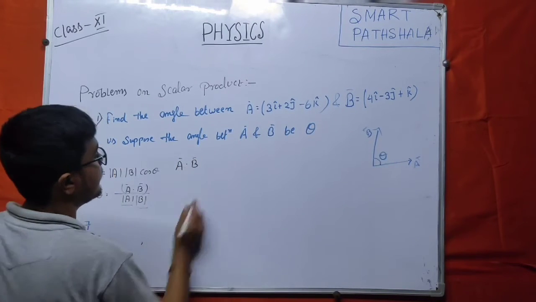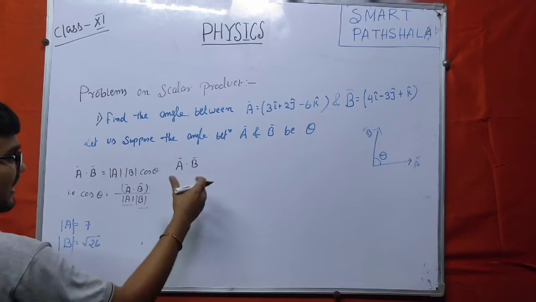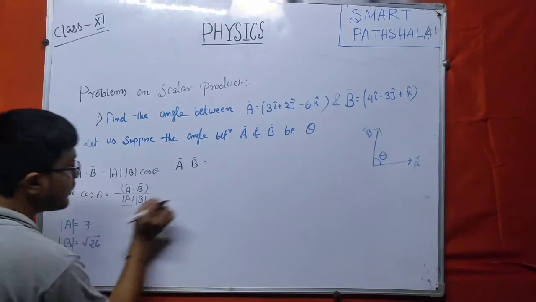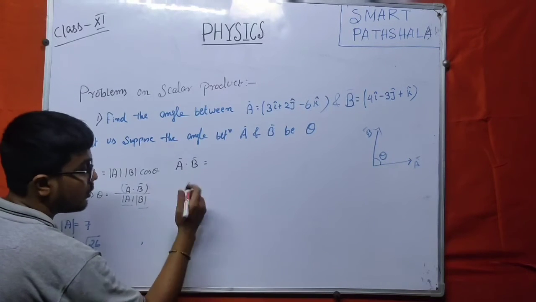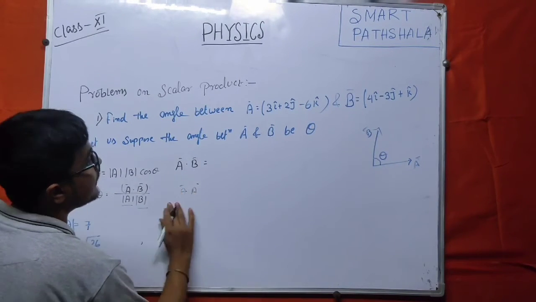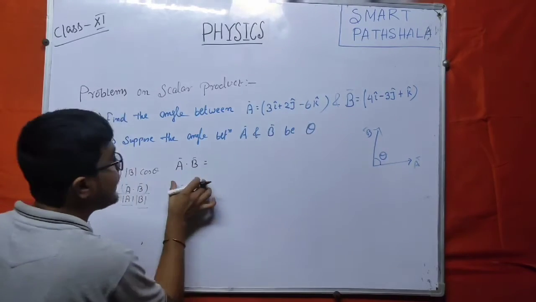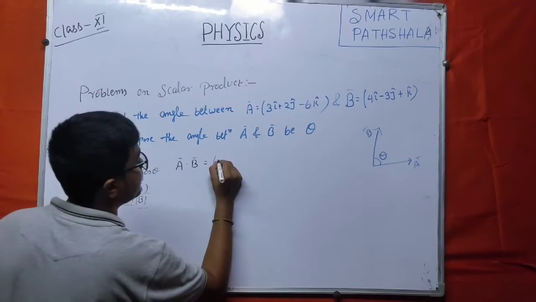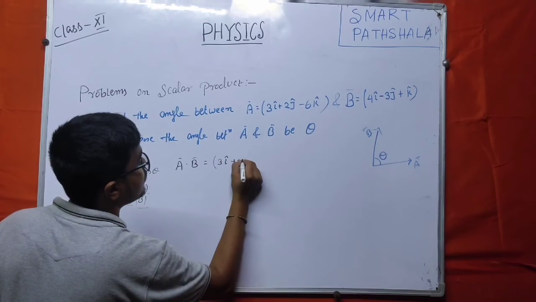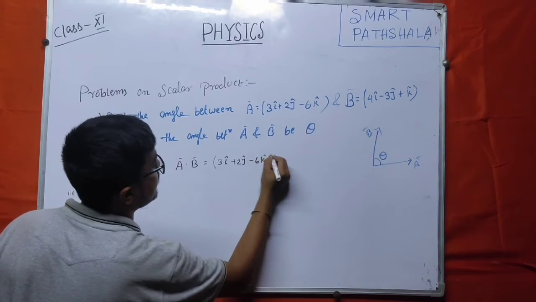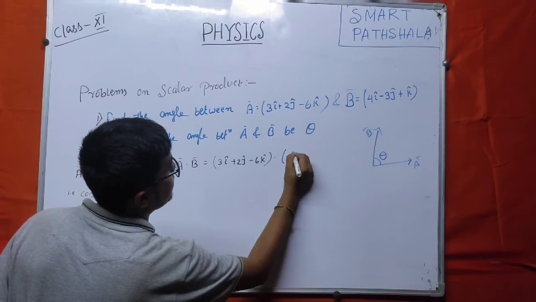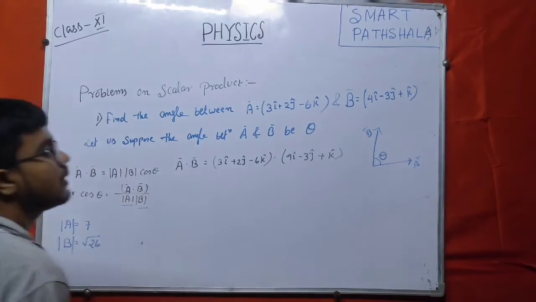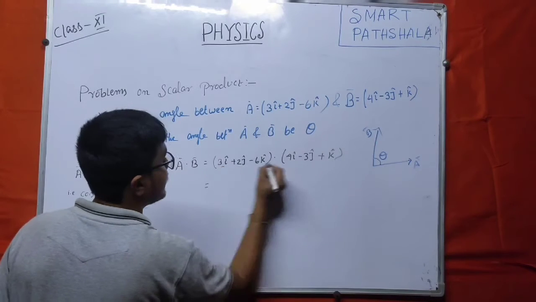A dot b. Similarly, we have already found a dot a. Now a dot b means this dot this: 3i cap plus 2j cap minus 6k cap dot 4i cap minus 3j cap plus k cap.